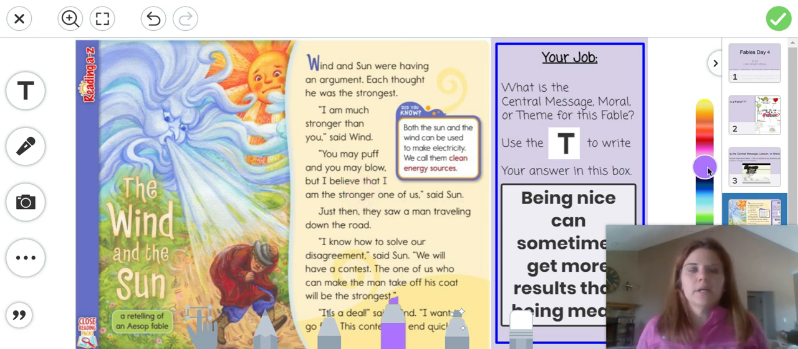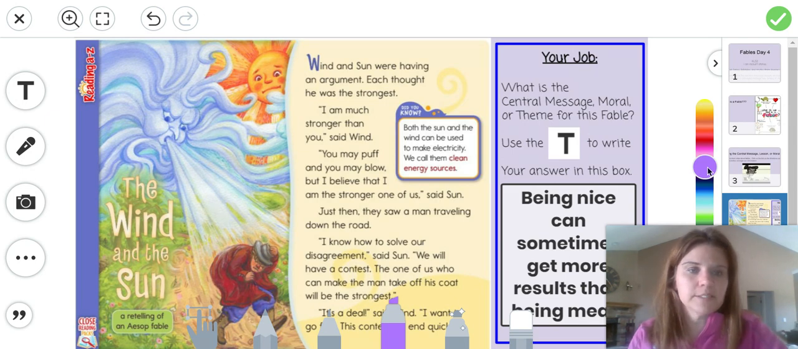All right, so I'm going to reread this story, and if it talks anything about getting results by being nice or getting results by being mean, I am going to highlight it because I want to try to support what I thought was the moral of the story or the lesson.